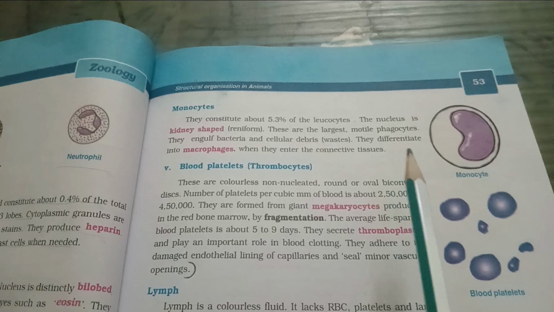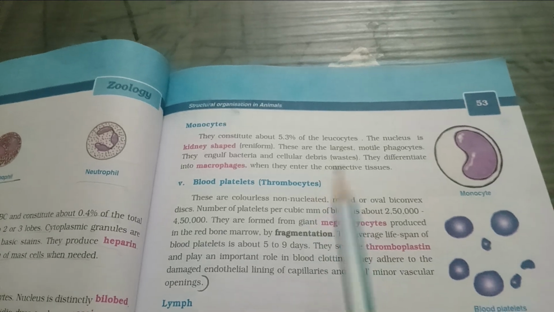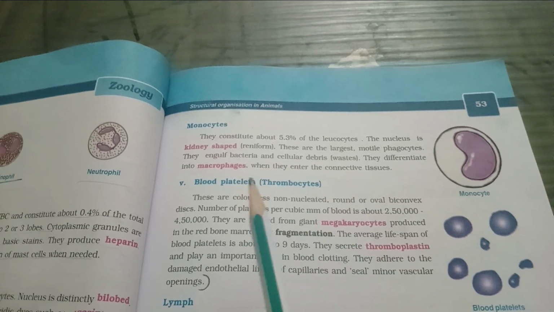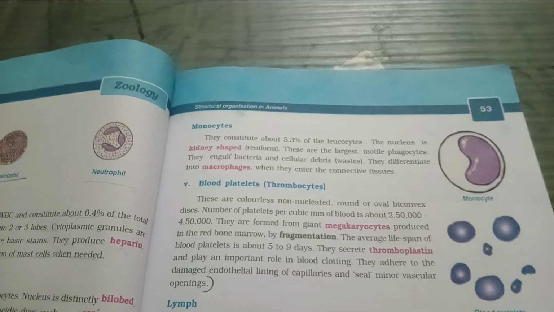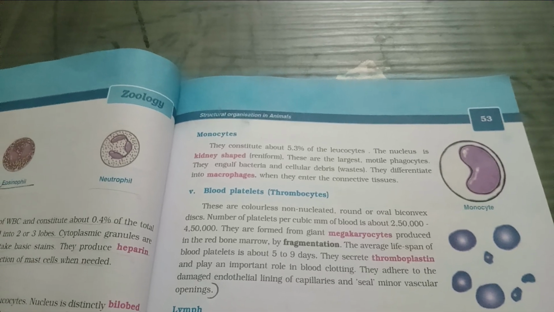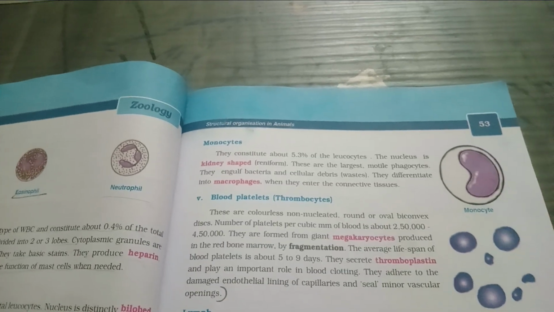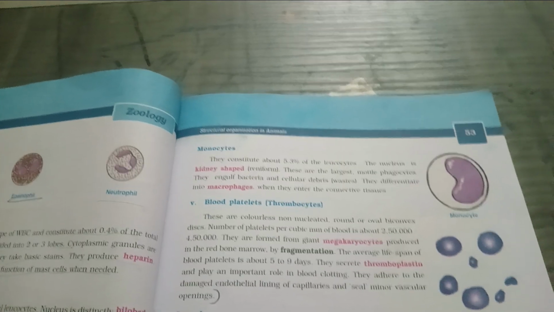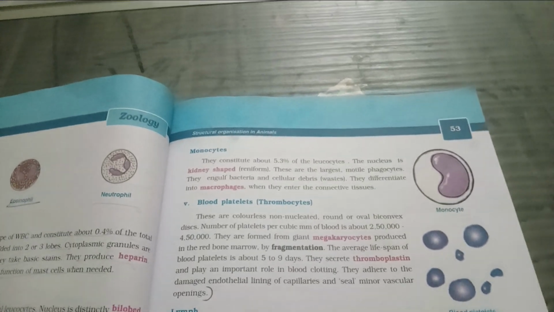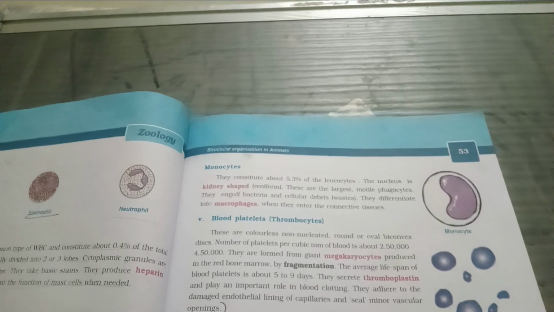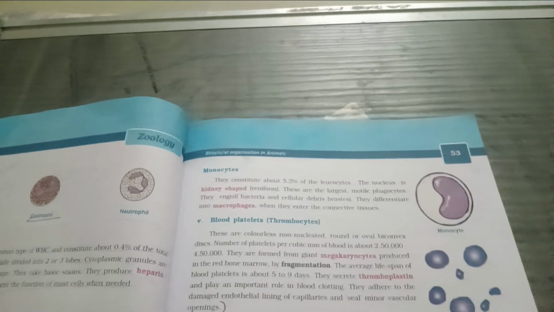They are the largest motile phagocytes. They engulf bacteria and cellular debris or waste. They differentiate into macrophages when they enter the connective tissue. So they are the large phagocytic cells with a kidney shaped nucleus, and when they enter the connective tissues, they differentiate into macrophages. They constitute 5.3% of the leukocytes.